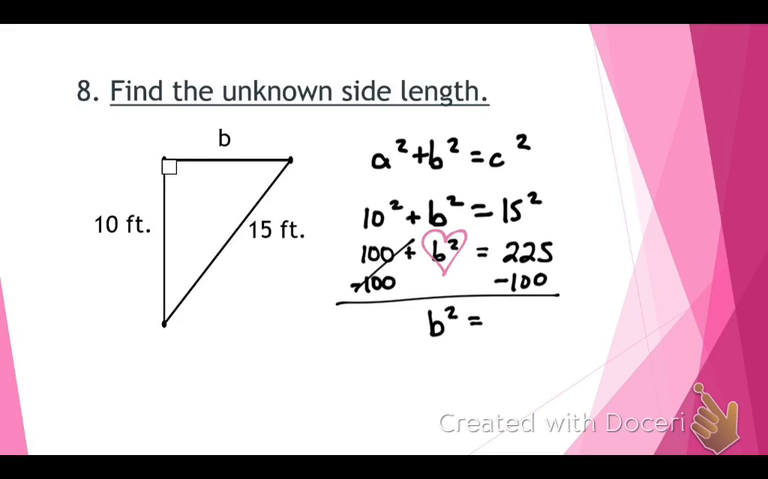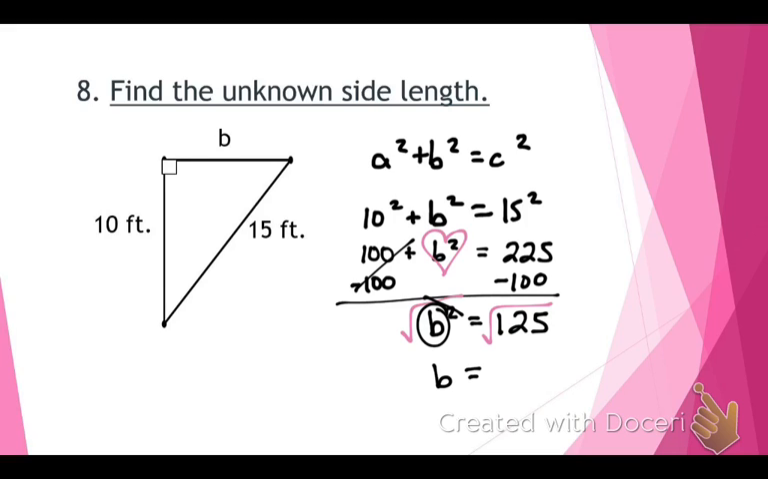B squared equals 125. Am I finished? No. What is still not allowing b to be alone? The square. What's the opposite of a square? Square root. Remember, when you have a square root and a square, they cancel out, and on the left side, I'm left with b, just plain old b. And now you need to find out what the square root of 125 is.